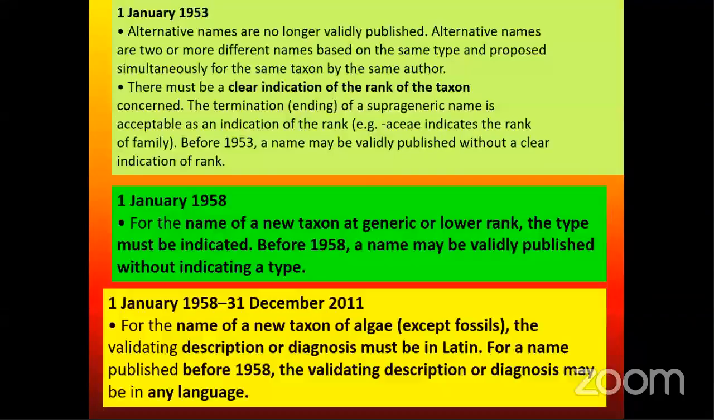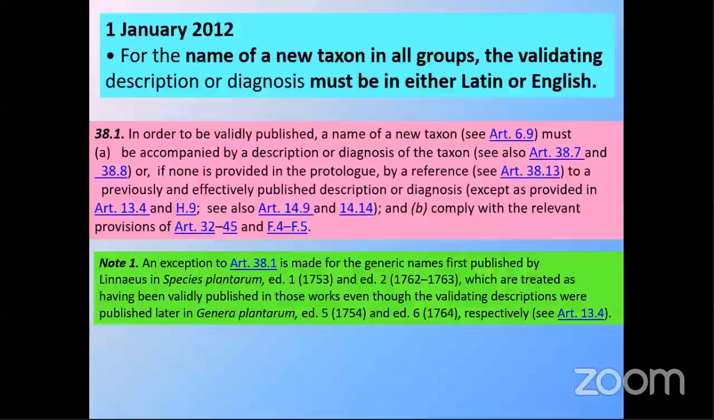Yeah, these are the several things, like 1953 and 2011. It has ordered 2011 only, the major changes already pointed out. For the name of a new taxon of algae except fossils, the validating description or diagnosis must be in Latin. For a name published before 1958, the validating description or diagnosis may be in a different language. So, next slide, please. Yeah, similarly, Article 38.1, again, I want to point out some of the things.